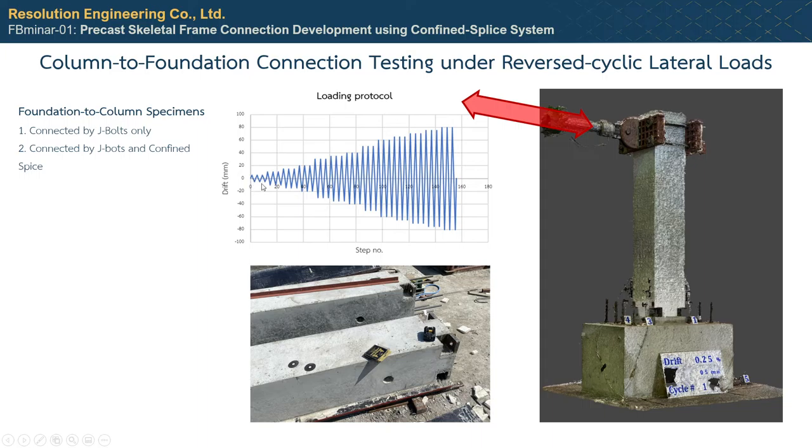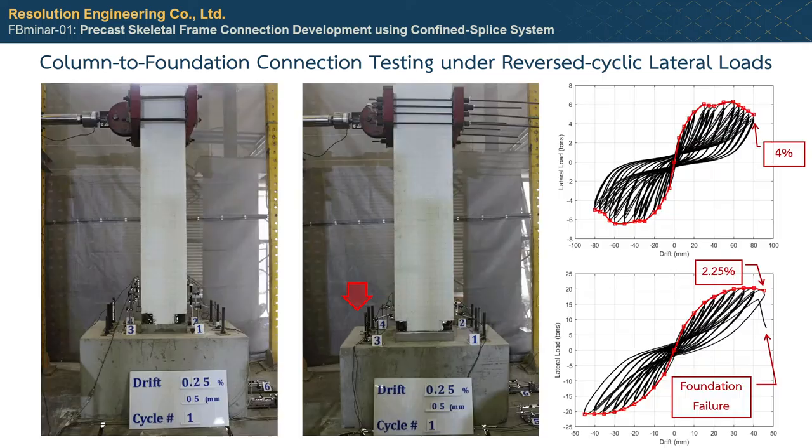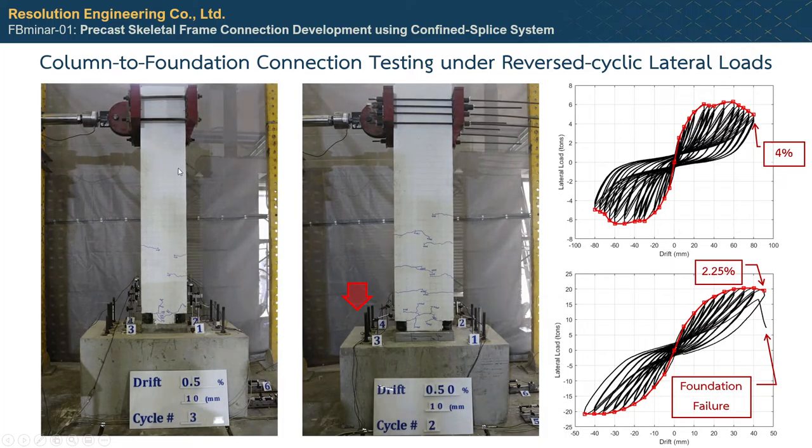So I did the reverse cyclic loadings, okay? Increasing the amplitude of the drift, right? And then I have three cycles for each, such that I can learn if the structure is ductile, such that I can learn how the energy dissipation looks like. All right, so 40 centimeters square, and this is the 50 centimeters square column.